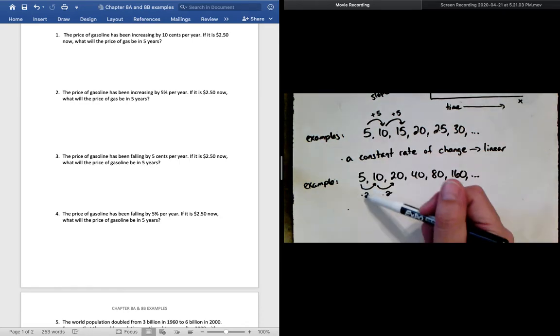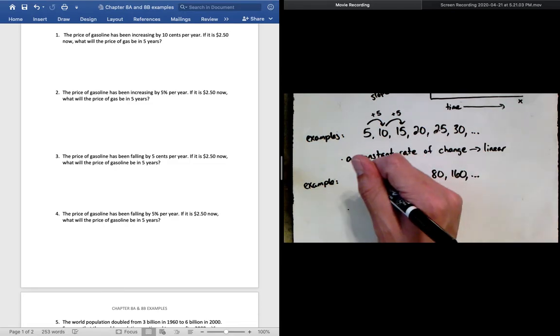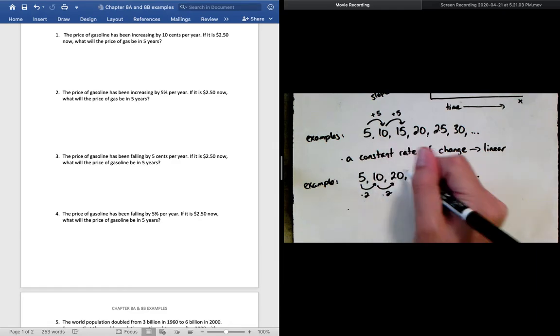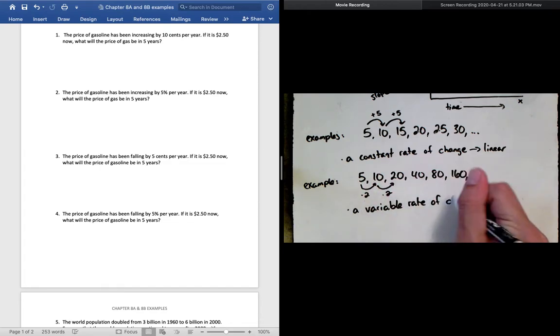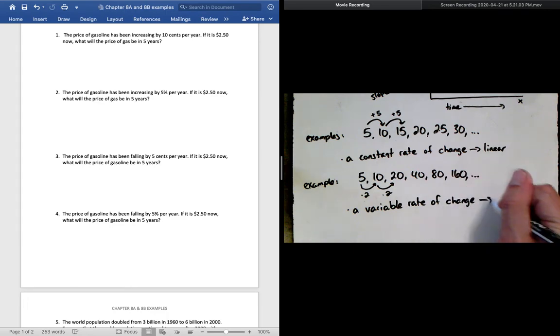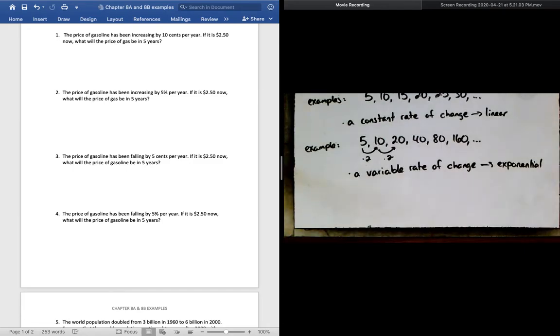Now the rate of change, even though it looks like it's the same, it is not. Because as I add from one value to the next, this is only an increase of 5, and then 10, and then 20, and then 40, and so on and so forth. So we would refer to this as a variable rate of change, which is exponential. But we have a way of modeling the line. So it would make sense for us to find a way to model this kind of rate of change.